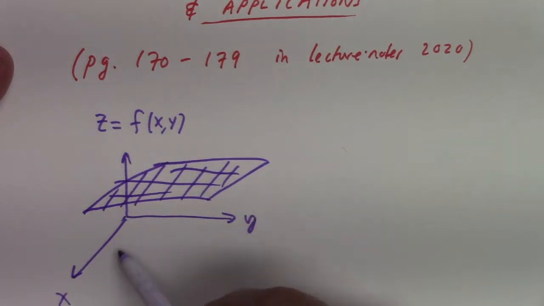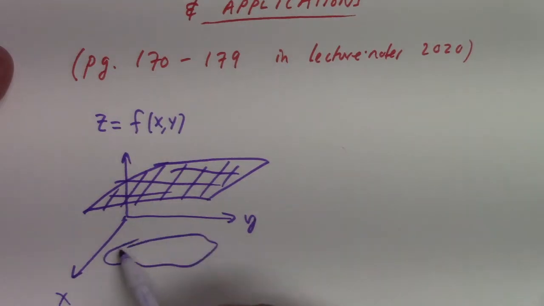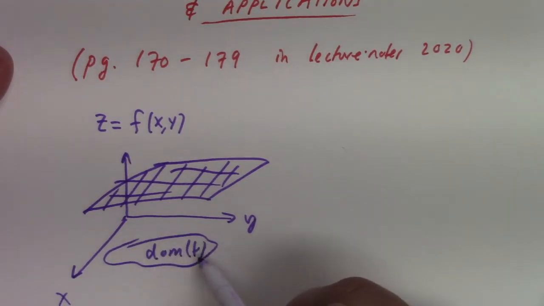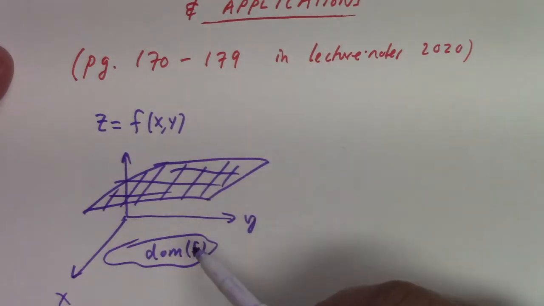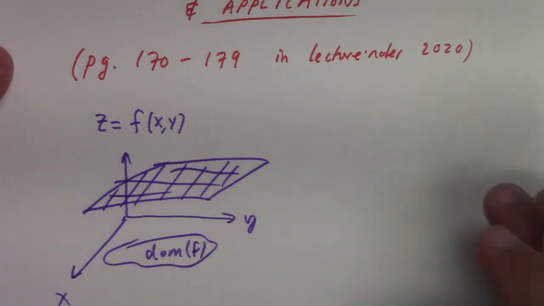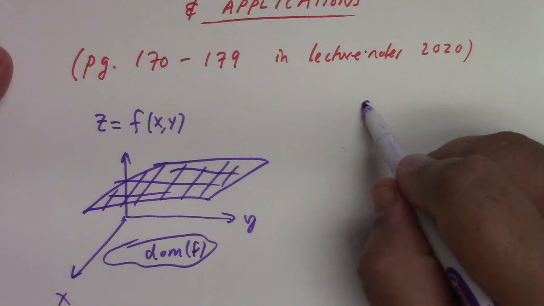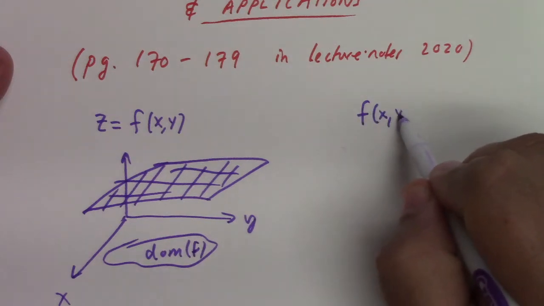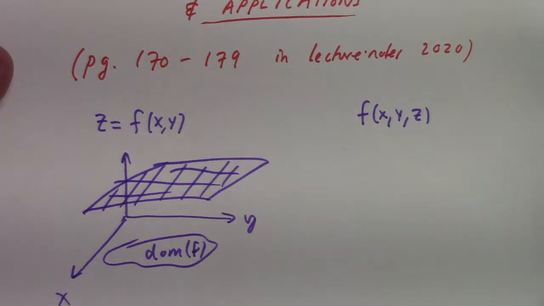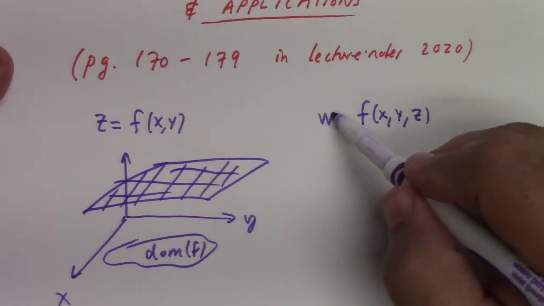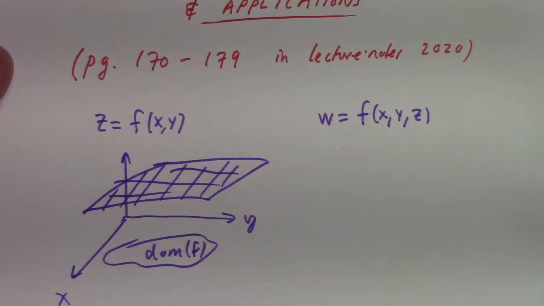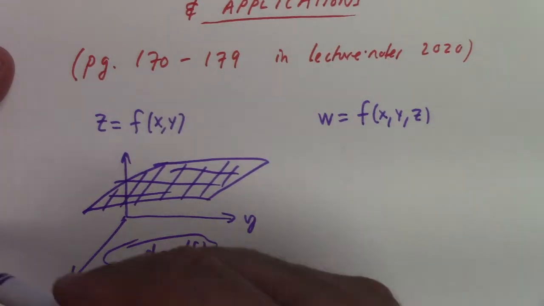I can think of the domain of f as being somewhere in the xy plane, and the function just maps up to there. But if I've got a function of x, y, and z, and I set that equal to another label, another letter w, I can't visualize that directly because I need 4 dimensions. So we have other ways of visualizing functions.